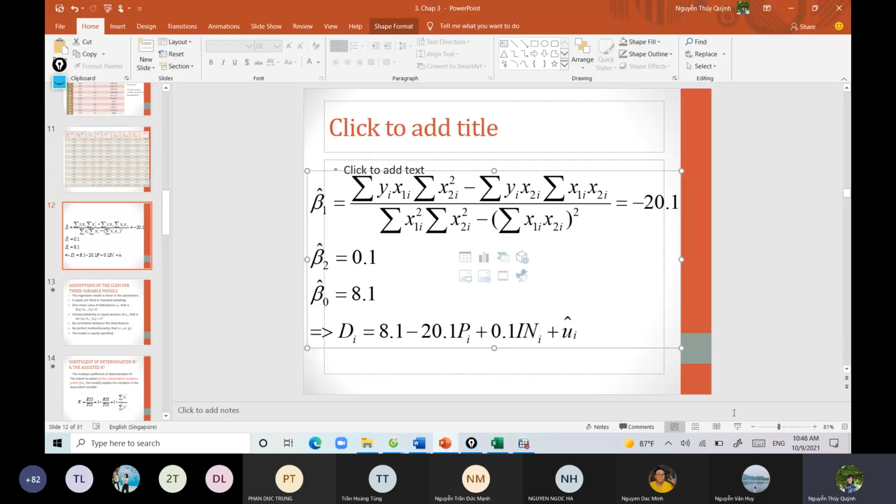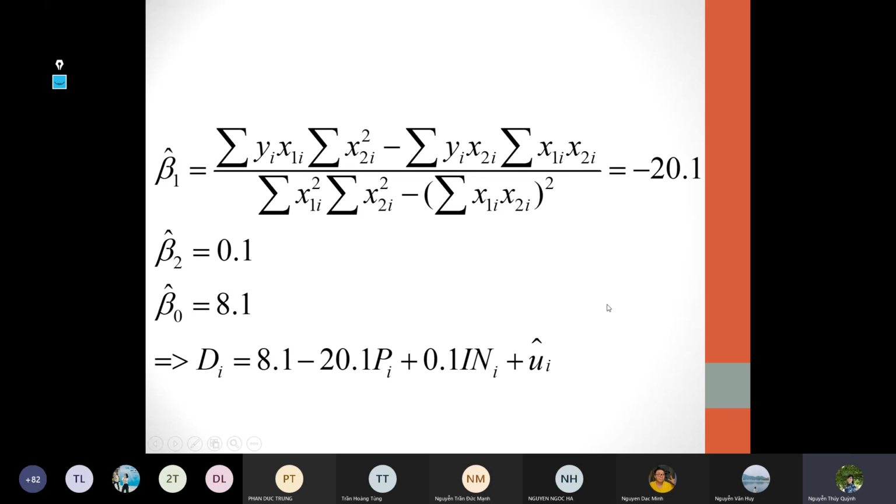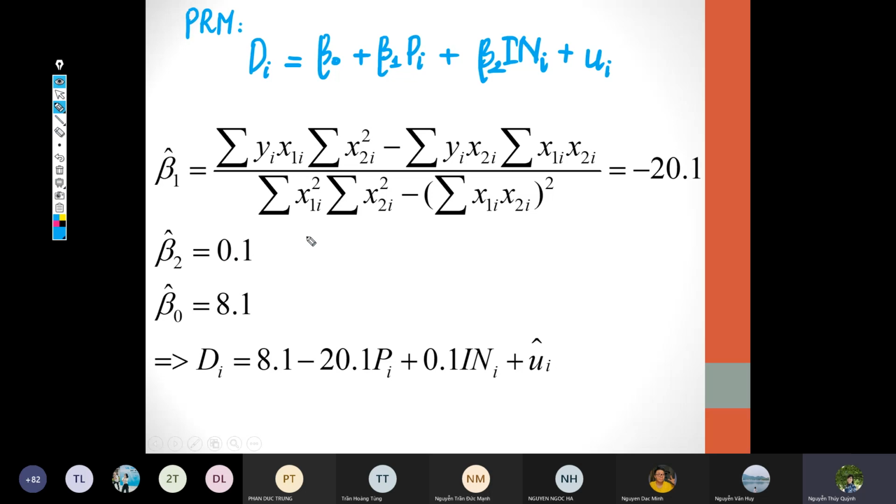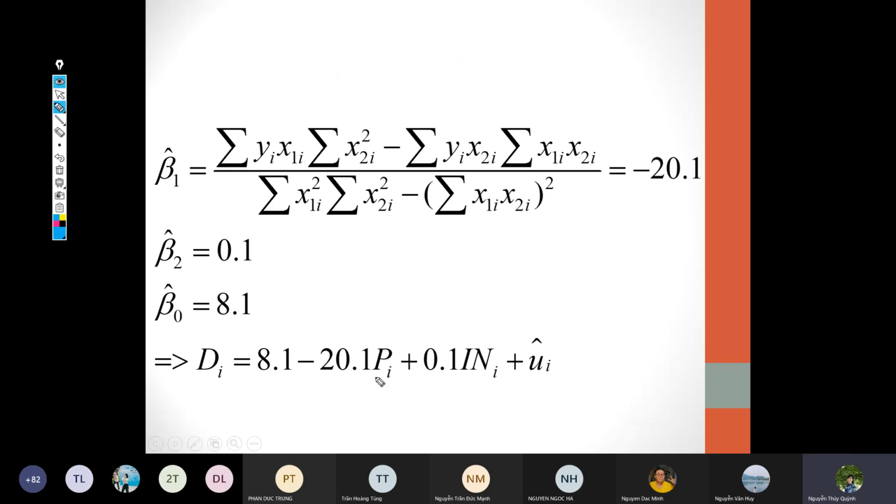Okay, so now look at the sample regression model here. You can see that this P is one of our independent variables, and the coefficient associated with P is beta 1. The estimated value of beta 1 is here, minus 20.1. What does it suggest? Beta 1 hat is equal to minus 20.1.